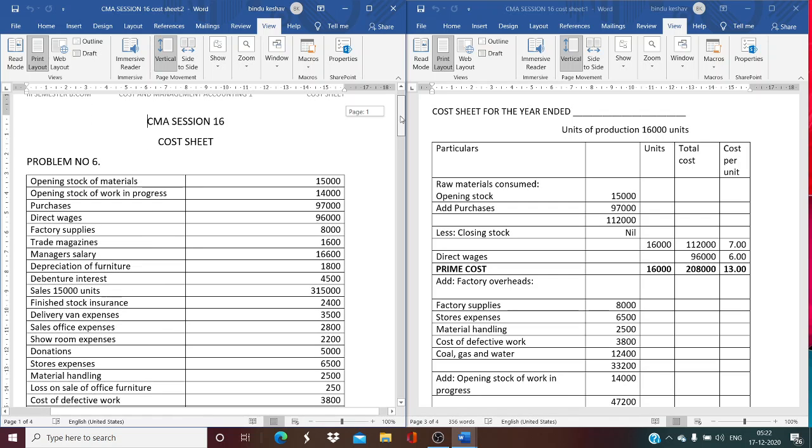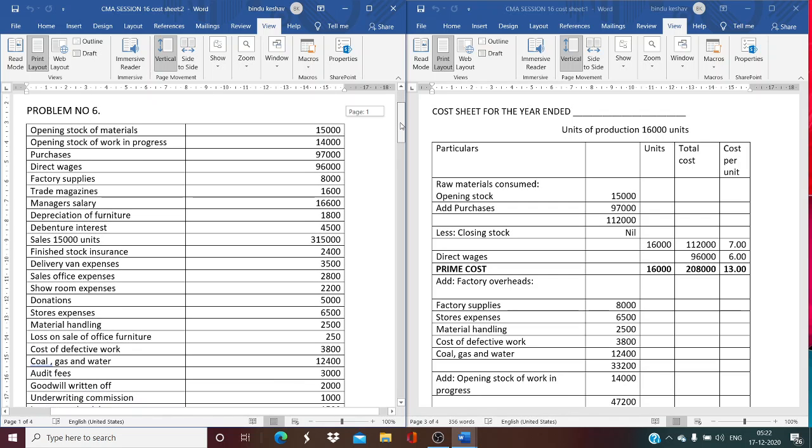Now, you can see here the opening stock of materials, opening stock of work in progress, purchases of materials, direct wages, factory supplies, trade magazines, manager's salary, depreciation of furniture, debenture interest. So debenture interest is a financial item which will not be included in the cost sheet.